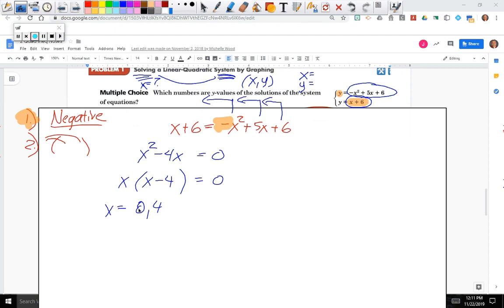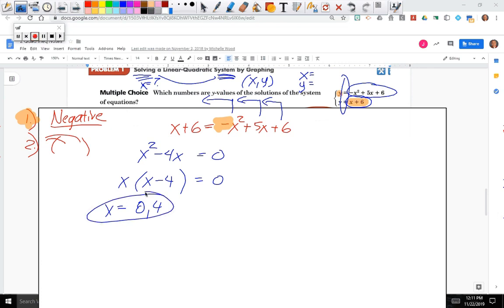Why am I not going to do a number line and test the signs with this one? Because it's equal to. There's no inequality here. There can be. Sometimes there can be, and there will be. But for the equals ones, we don't have to test the signs. Okay? So, are these my answers?